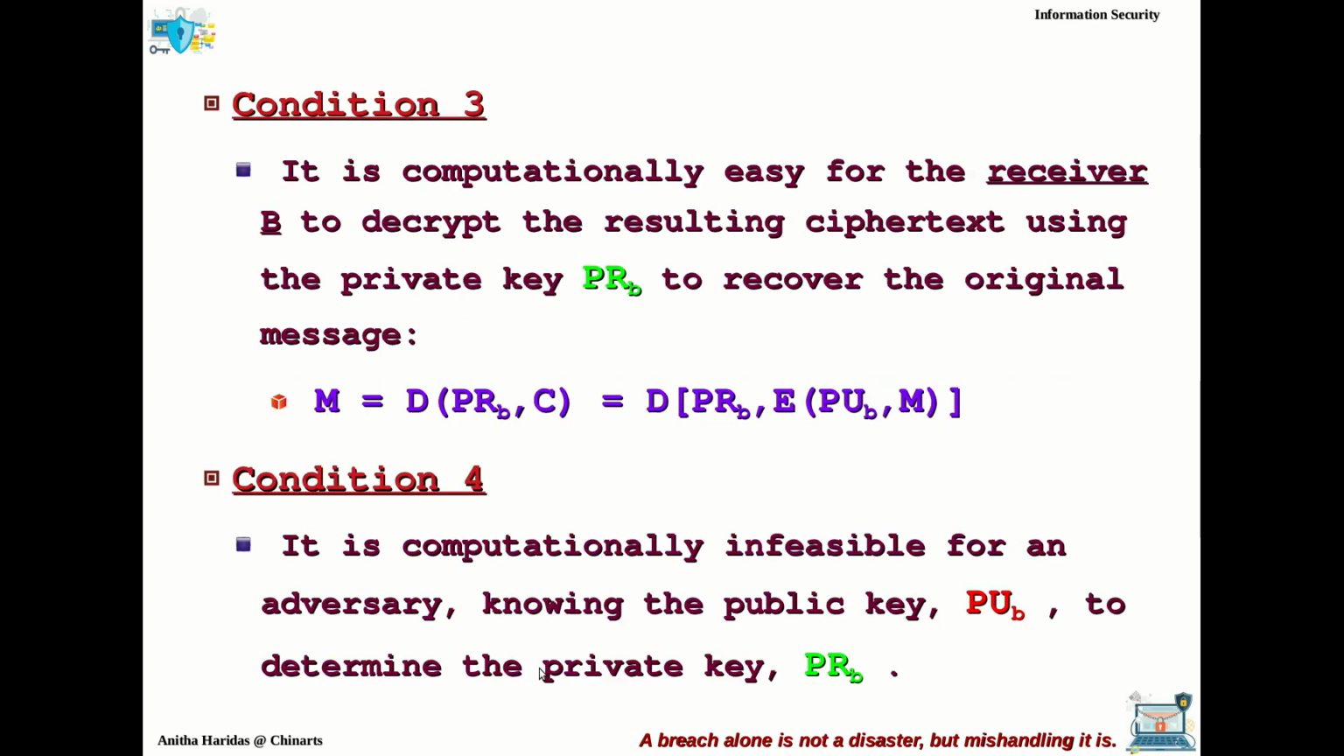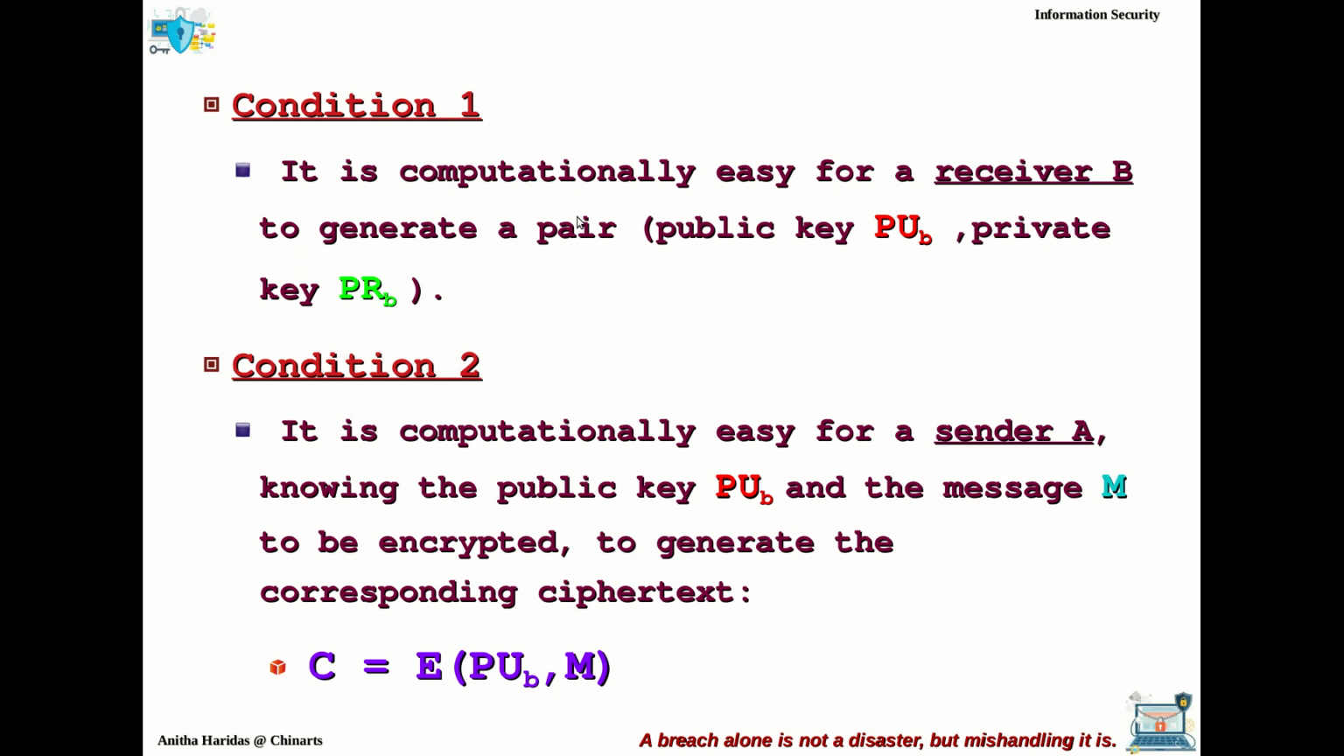So the first one says it must be easy to generate a pair of keys. Then the second one says, why do we call it a pair of keys? Because they must be related keys. That is the condition we had already discussed in our public key crypto system. So if you have a public key, then a related private key must be generated. So the key generation must be easy. That is what condition 1 is. And condition 2 says the encryption must be easy, right? You must have an easy function for encrypting the message with the public key and the message.